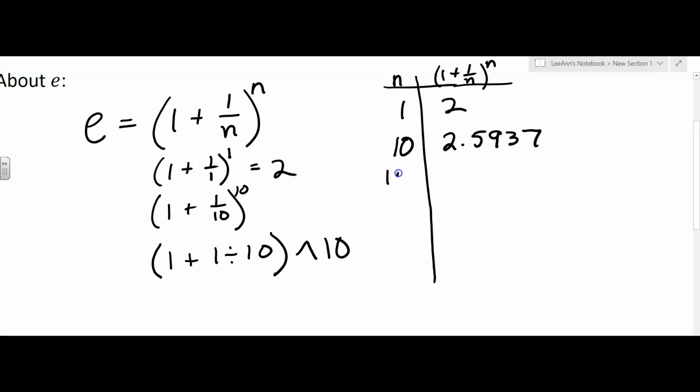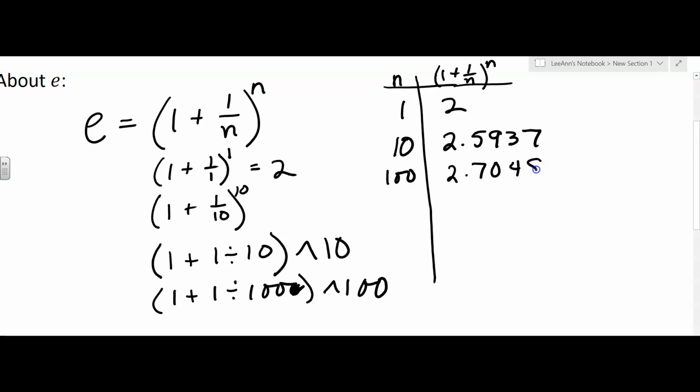Okay, now put in 100. So do everything you did, but now change it to 1 plus 1 divided by 100 to the 100th power. Whoops, I put in 1,000. Okay, don't do that. Do 100. Okay. So we'll clear it out. Parenthesis 1 plus 1 divided by 100. Close the parenthesis to the power of 100. And I get 2.7048.